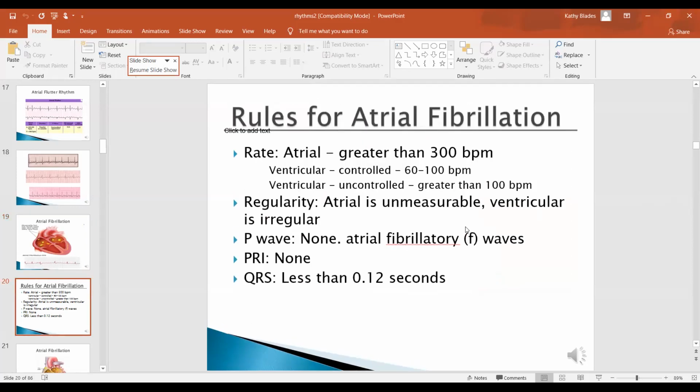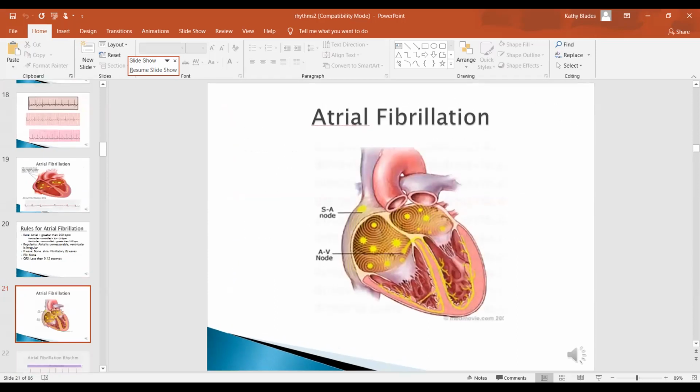So here's the rules for atrial fibrillation. You can't really measure the regularity of the ventricles. The P wave, there isn't one. You have more atrial fibrillatory F waves. So without a P wave, there's no PRI, but you do still have the QRS.